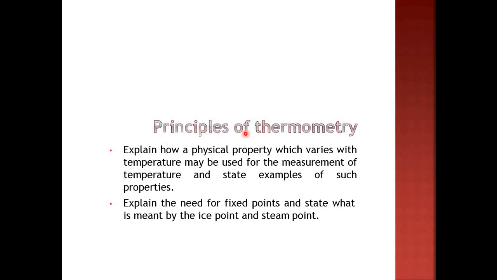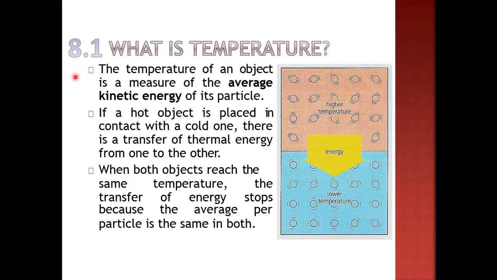Okay, the next one, principles of thermometry. At the end of this topic you will know how to explain these two objectives. The first one is to explain how a physical property which varies with temperature may be used for the measurement of temperature, and you also have to state examples of such properties. Then, explain the need for the fixed point and state what is meant by the ice point and steam point. Okay, let us begin. The first subtopic, 8.1, what is temperature?